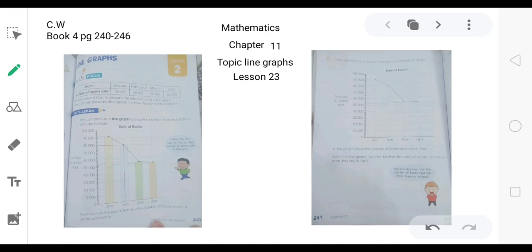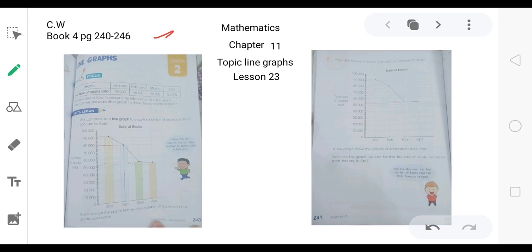This is chapter number 11 and today the topic is line graphs. Today we are going to work on book 4, pages 240 to 246. So just take out book 4 and open page 240.